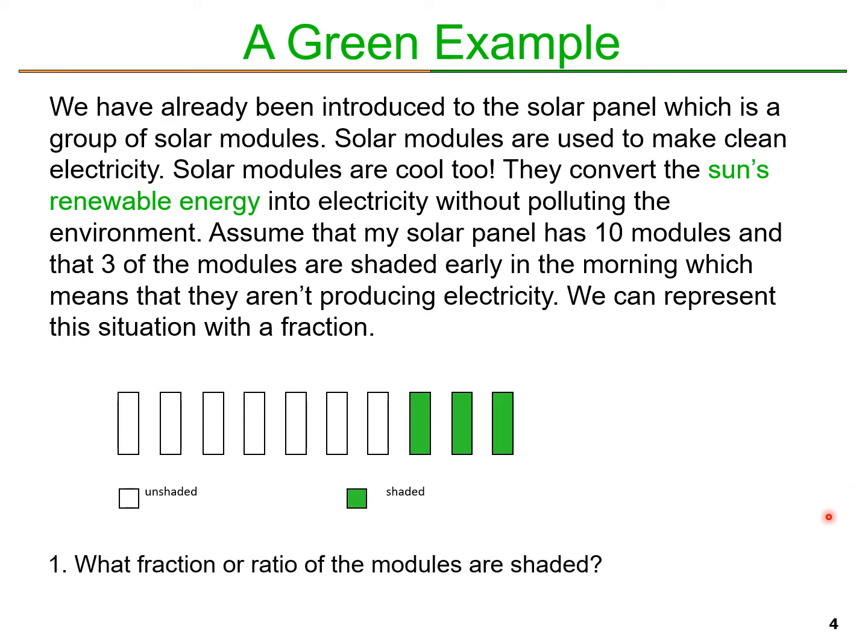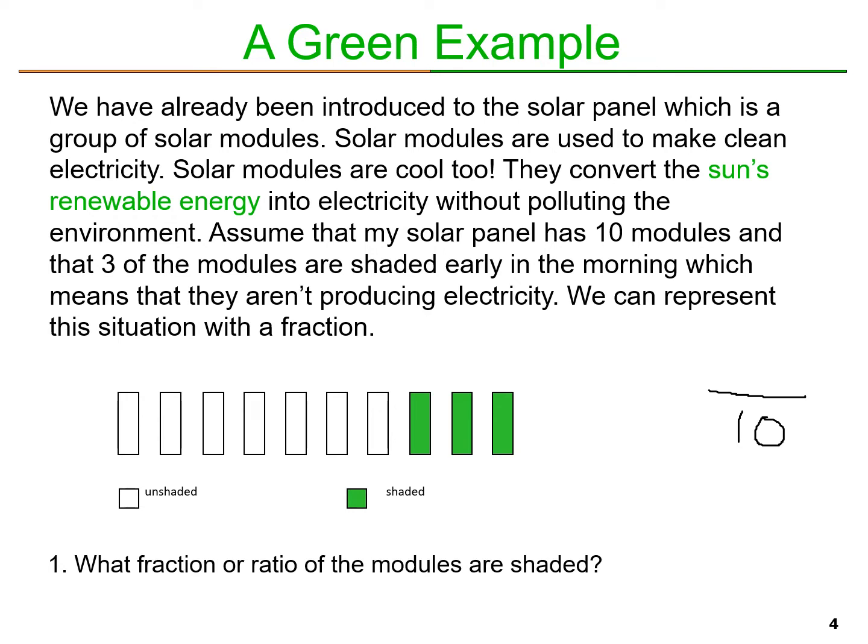Here's the problem that we want to solve. We want to know what fraction or ratio of the modules are shaded? Okay, so we already know that our fraction has two parts, a numerator and a denominator. Remember, the denominator is the total number of parts. So we see that we have 10 total modules.